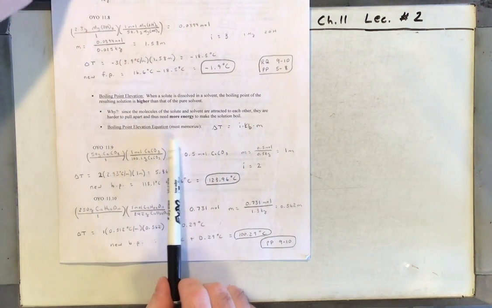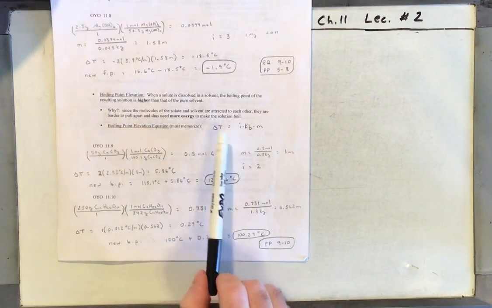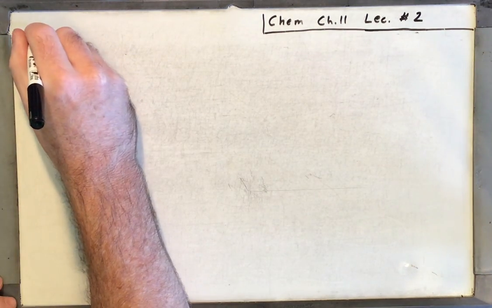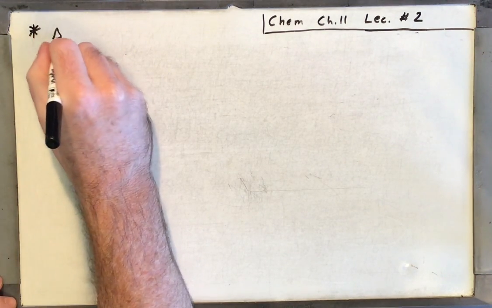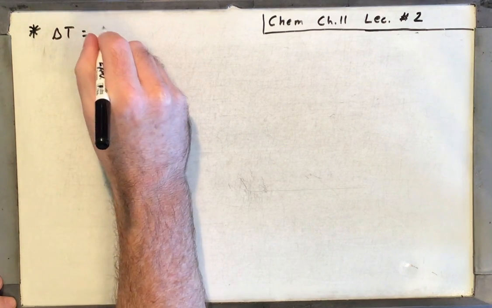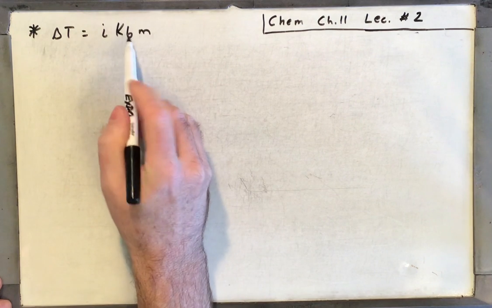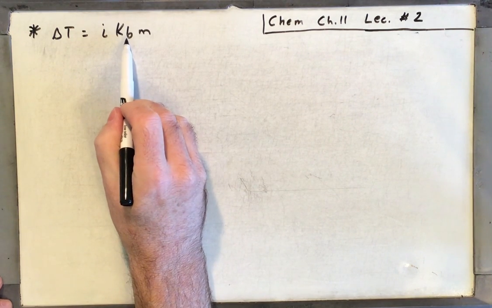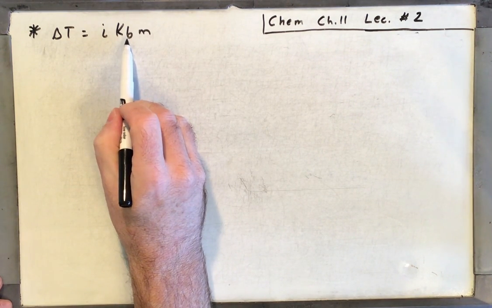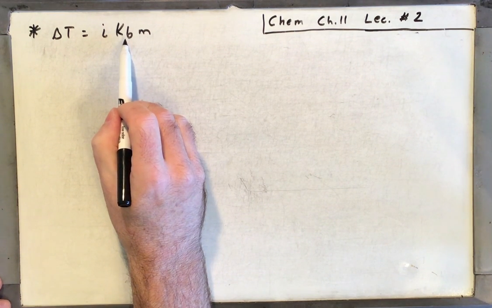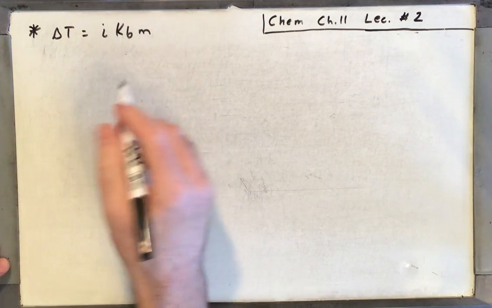So the boiling point elevation equation, write this in. You'll have to memorize this. And that is delta T is equal to i times K sub B times m. So instead of K sub F, which was the freezing point depression constant, you have K sub B, the boiling point elevation constant. All right, let's work a couple of these.